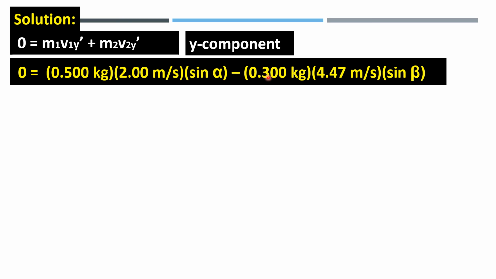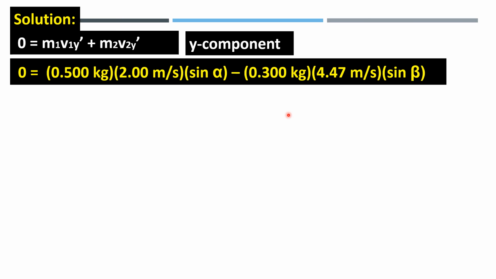So the mass was 0.3 kilogram multiplied by the velocity, 4.47 meters per second, which makes an angle beta. But what we want is the y component, so we are using sine of the angle beta. When you multiply it to 4.47 meters per second, that's exactly the y component of the velocity, which when multiplied to the mass, of course, will become the y component of the momentum.